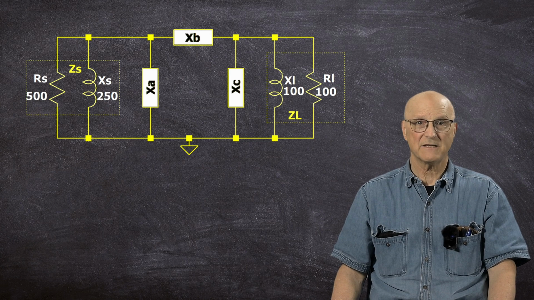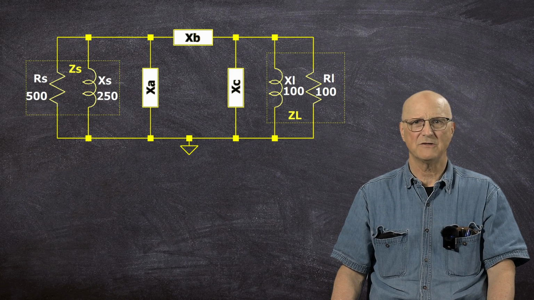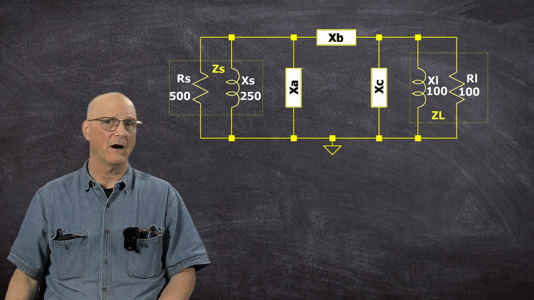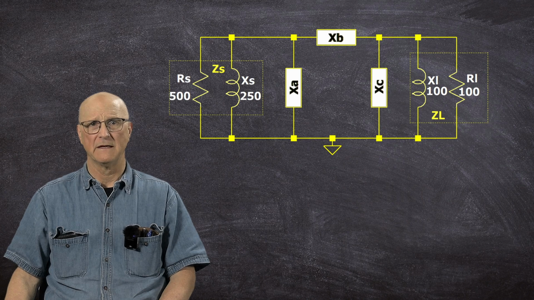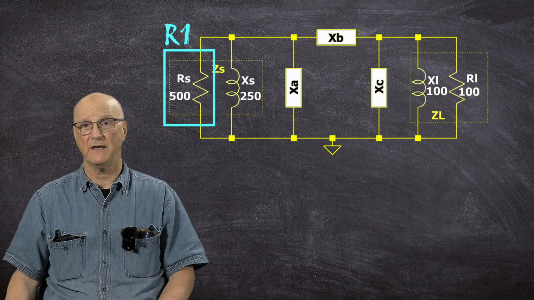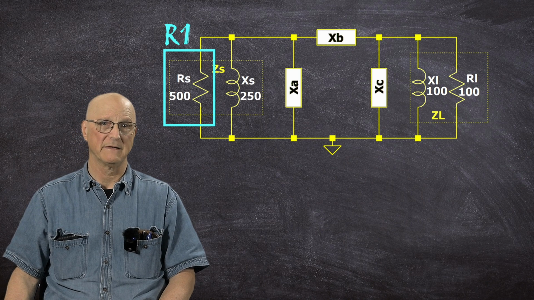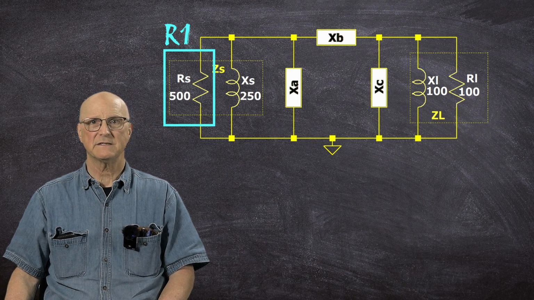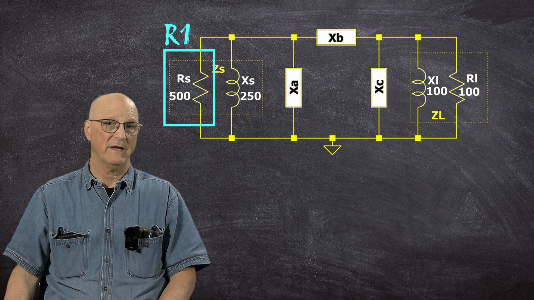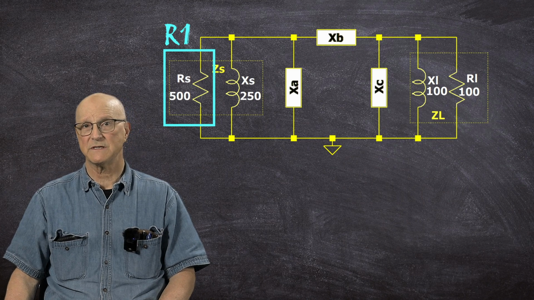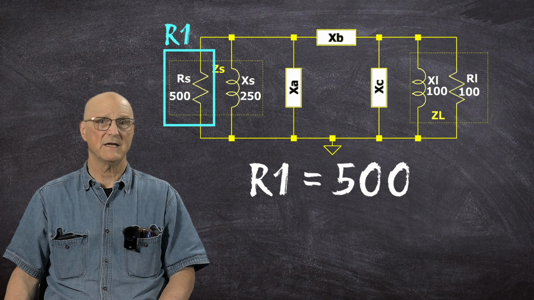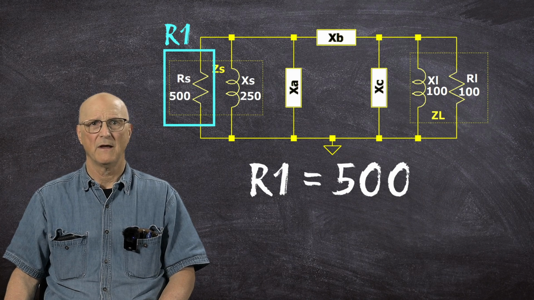So, our next step is to begin putting values into our equations. The equations we're going to use refer to an R1 and an R2. R1 is the real part of the impedance associated with the input side of the matching network. In this case, this is the parallel equivalent resistance of our source impedance, and we calculated the parallel equivalent resistance to be 500 ohms. Therefore, R1 is equal to 500 ohms.